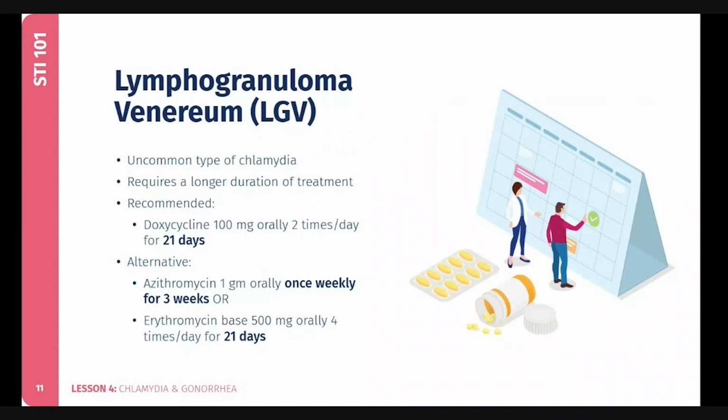With a typical chlamydia infection, you only need a week of doxycycline, but for LGV, you need to take doxycycline for 3 weeks. Similarly, the alternative regimen, azithromycin, is typically prescribed in 1 dose for regular chlamydia infections, but you need to take 1 dose a week for 3 weeks to clear an LGV infection.